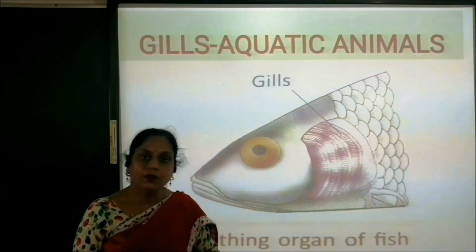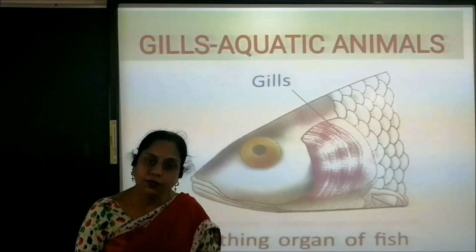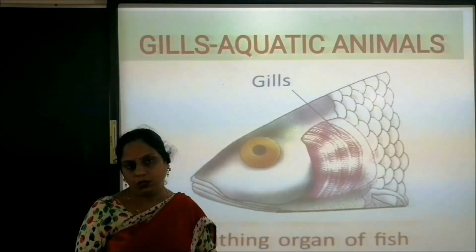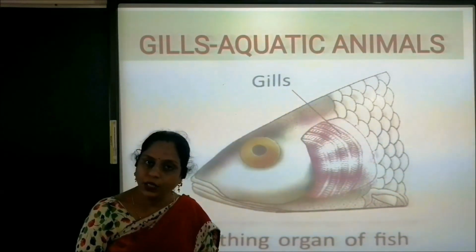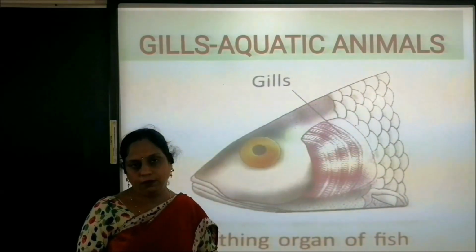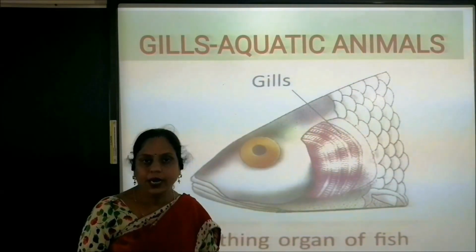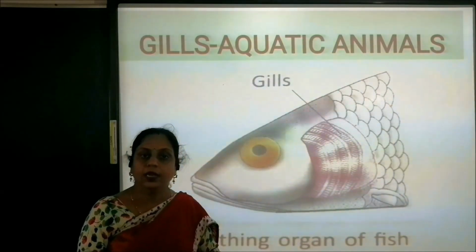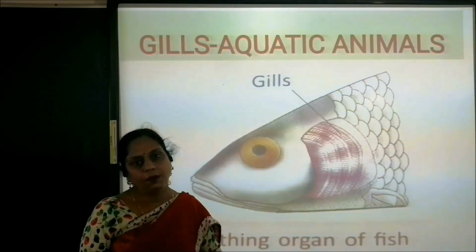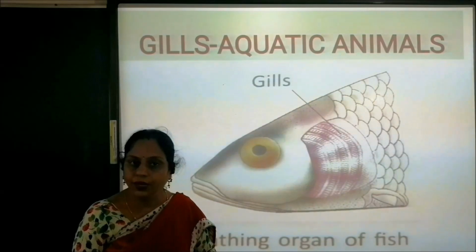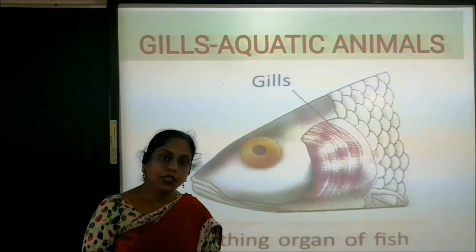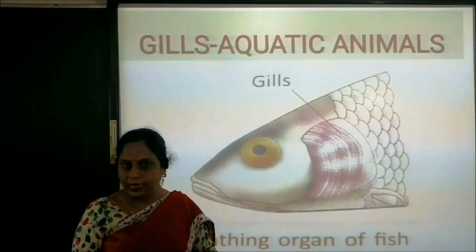And now, what happens, children? These flaps absorb oxygen from the water and pass it into the blood. And from the blood, it is passed into the tissue. In the same way, the carbon dioxide is given out in the water. So this way, the fish breathe through the gills.